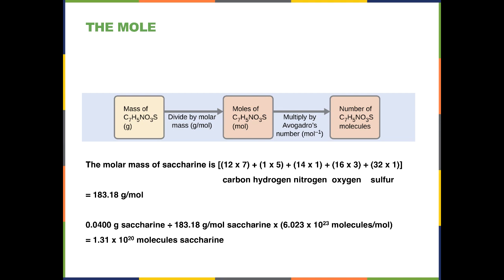Then you take, now remember, it's 40 milligrams, which is 0.04 grams of saccharin, divided by the molar mass, which will give you the moles of saccharin, multiplied by Avogadro's number, tells you the number of molecules of saccharin. And it's 1.31 times 10 to the 20 molecules of saccharin.